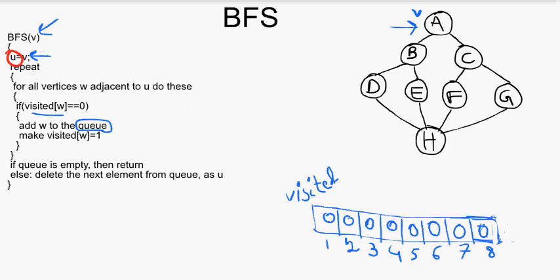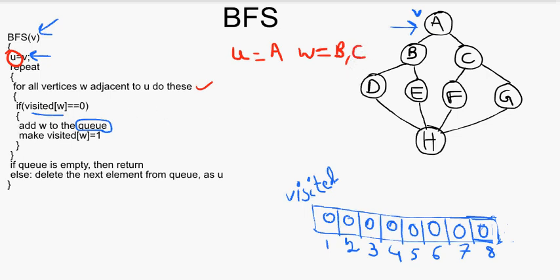Now here's a loop. As you can see, it says for all the vertices w adjacent to u, do this. Initially the value of u is a. At that point, what will be the value of w? You have to consider the adjacent vertices of a. They are b and c. So the loop will run twice, for b and c.